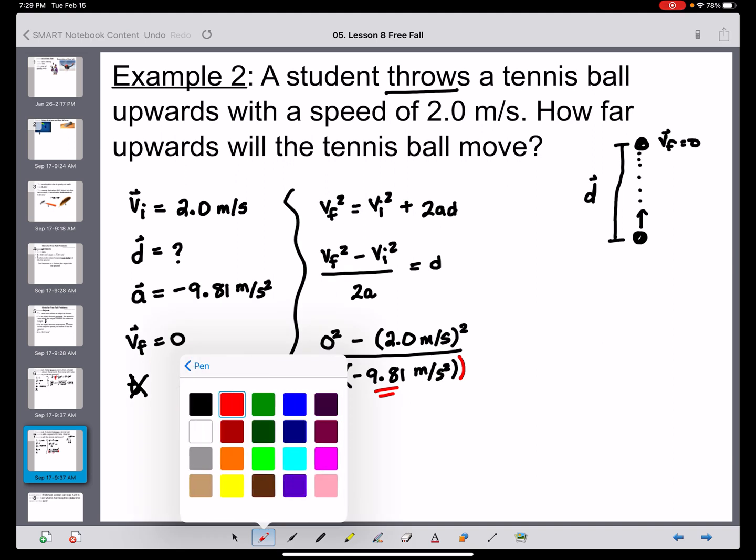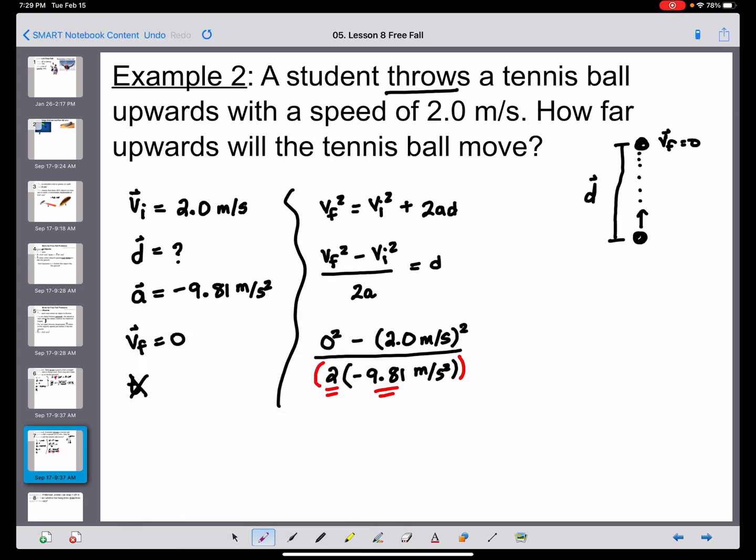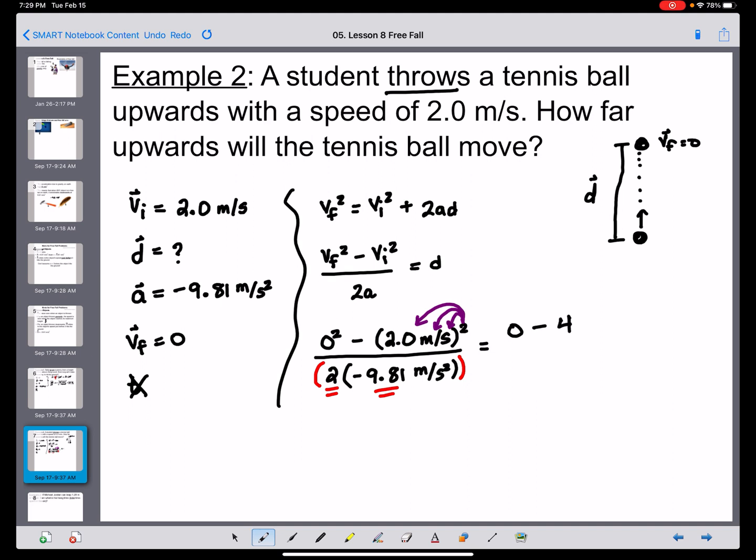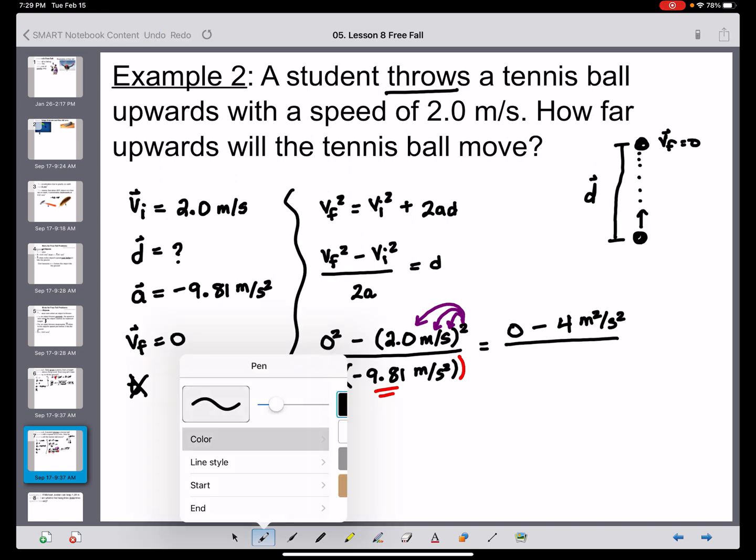The other thing I just want to point out is the difference in the squares here. So notice this square that I'm putting a purple box around is outside the brackets. Okay, what that means is that that square applies to everything inside the brackets. So it means this square applies to the seconds, it applies to the meters, and it also applies to the 2. So when we do the top of that fraction there, it's going to become this. So 0 squared is just 0, minus 2 squared is 4, and then we end up with meters squared over seconds squared.